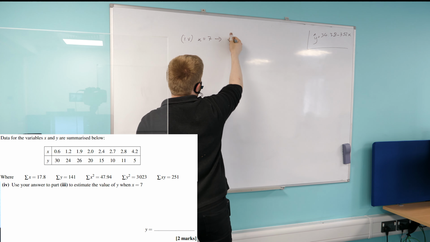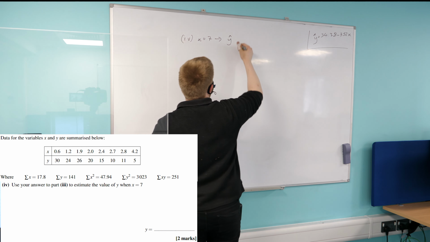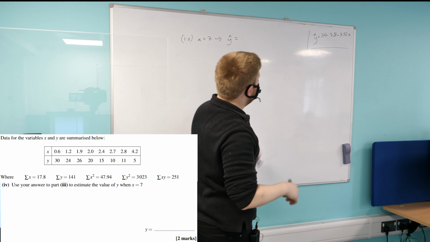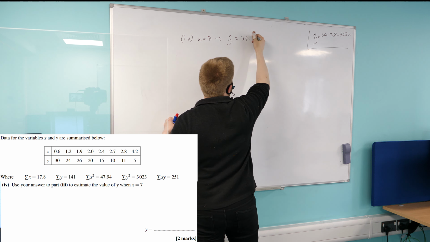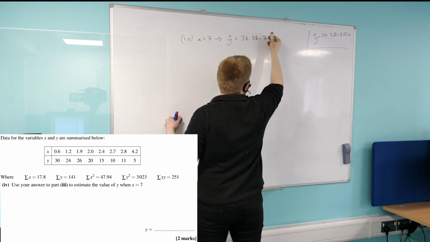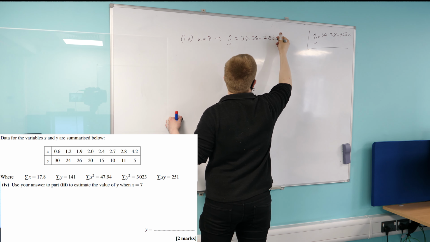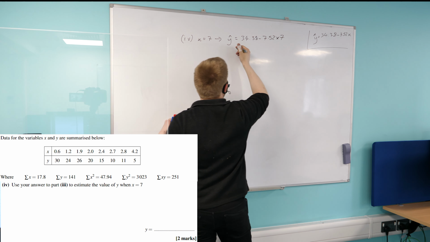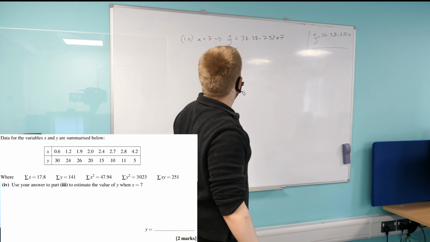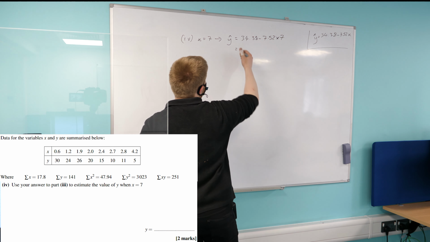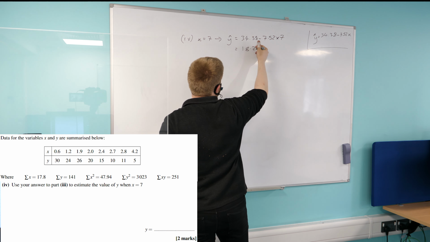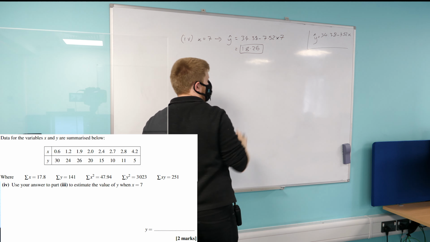we can estimate y, so I'll put y bar because it's an estimator now. It should be equal to, plug it into that formula there, all right? So 34.38 minus 7.52 times 7. I mean, it's going to be negative 18.26. Nice, okay? So nice and straightforward.